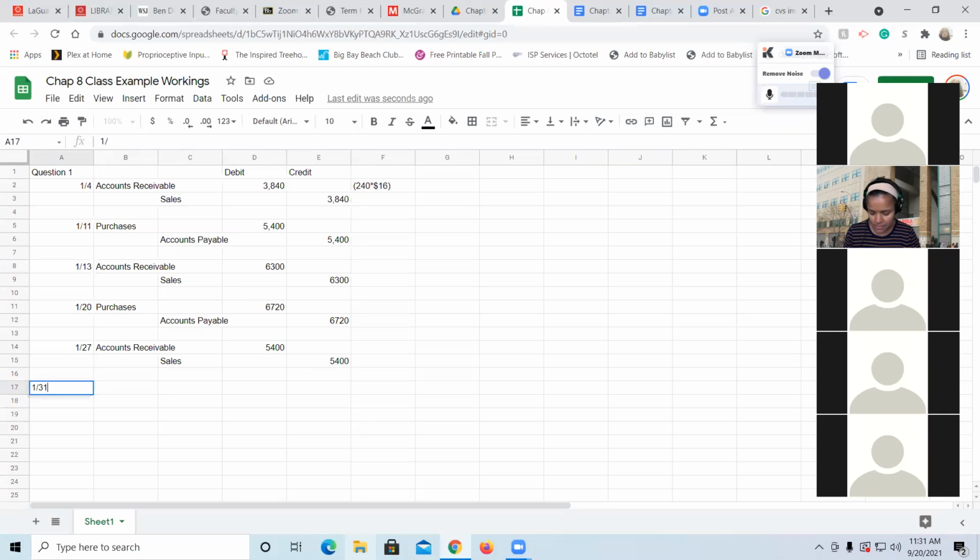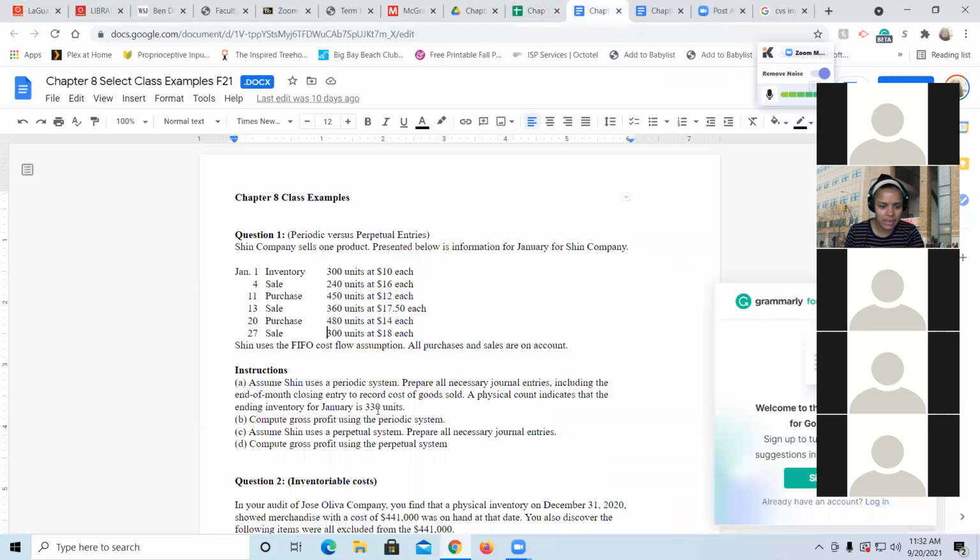And then of course the periodic method hits us with a little bit of a doozy here at the end, because we actually have to now calculate cost of goods sold, because at no point did we actually record cost of goods sold. That's why it tells us that we have to make this end of the month closing entry.